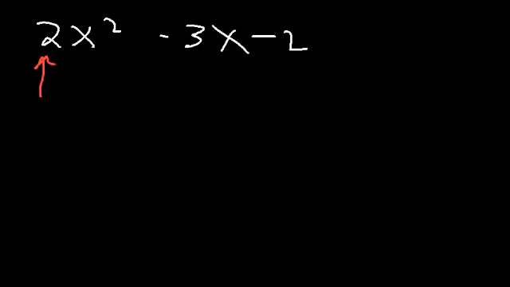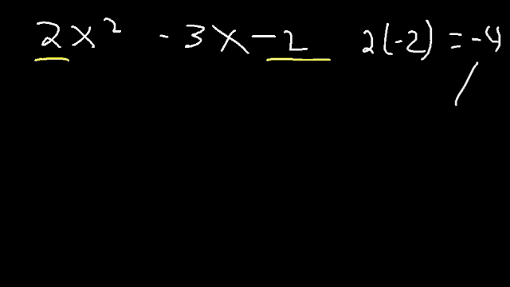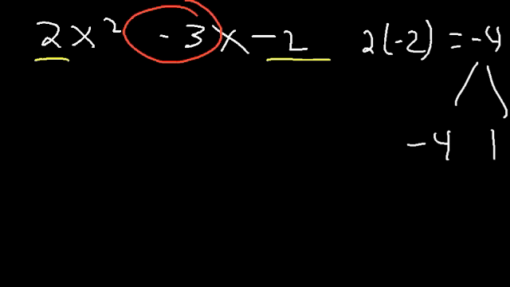But now let's say the leading coefficient is not 1. Let's say it's a 2. What can we do under these circumstances? The first thing we need to do is multiply the leading coefficient by the constant term. So 2 times negative 2 is equal to negative 4. So you need to find two numbers that multiply to negative 4 but add to the middle term, negative 3. So this has to be negative 4 and positive 1. Negative 4 times 1 is negative 4, but negative 4 plus 1 is negative 3.